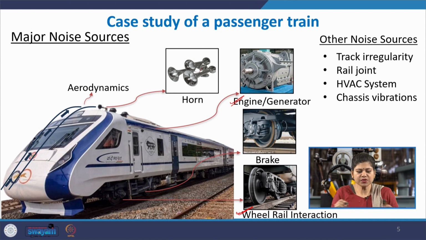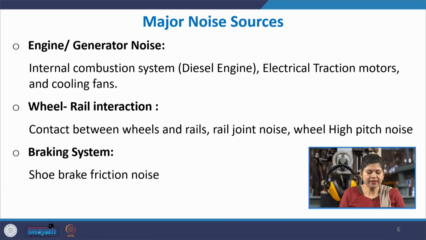So, what you see is that the major noise sources, because both a passenger car and a passenger train are automobiles, will be quite similar, and also the mitigation mechanisms will be quite similar. So, let us individually see all of these noise sources. Some other noise sources are the track irregularity, the rail joint interaction, the HVAC system that might be employed within this passenger train, as well as the chassis vibrations. So, let us see one by one.